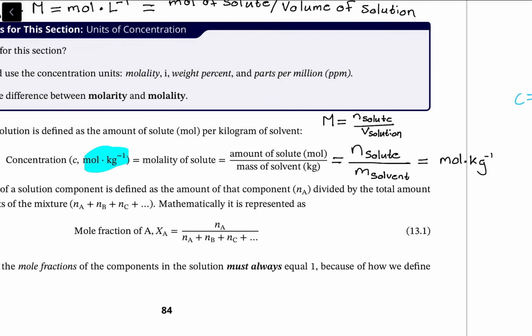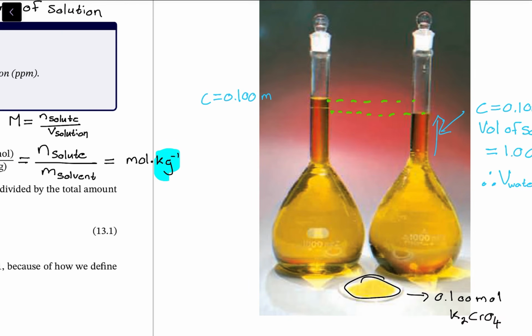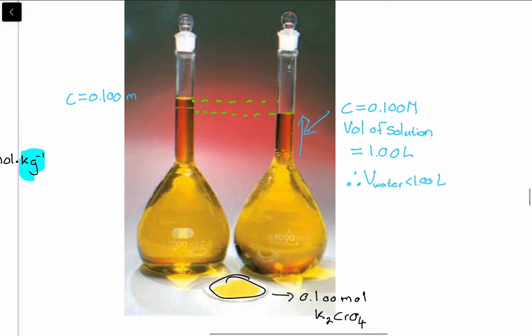We need to add 1 kilogram of water. And 1 kilogram of water is exactly 1 liter of water. So the mass of water we need to add is 1 kilogram. That means the volume of the water on the left-hand side here is 1.00 liter. But what was it here on the right-hand side? It was less than a liter.